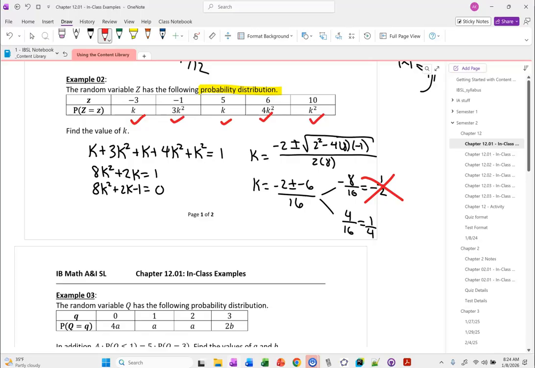Everybody feel okay though? Okay. The big takeaway is remembering to discard the negative and check to make sure that when you plug the K in, you're getting valid probabilities. Okay.